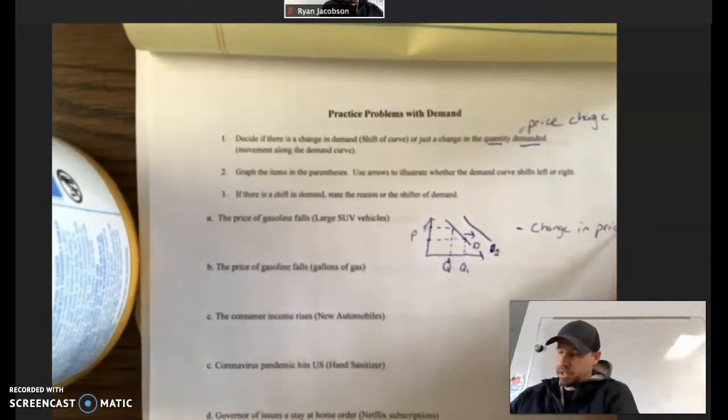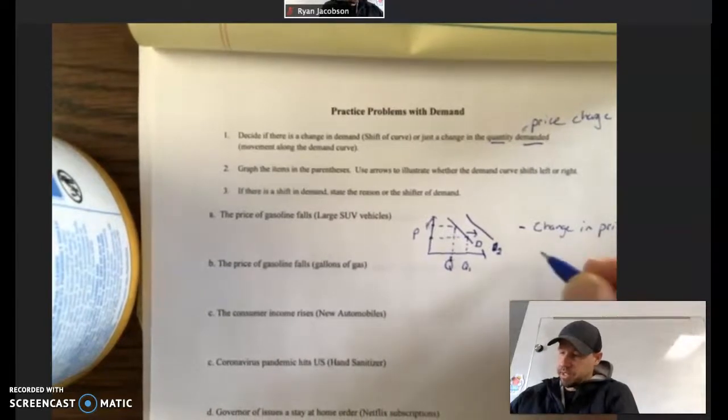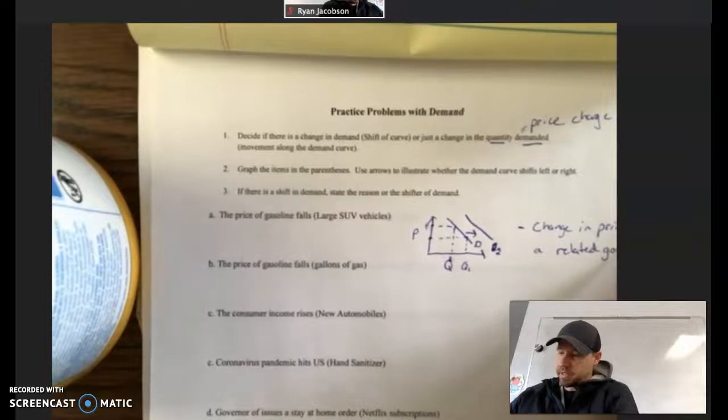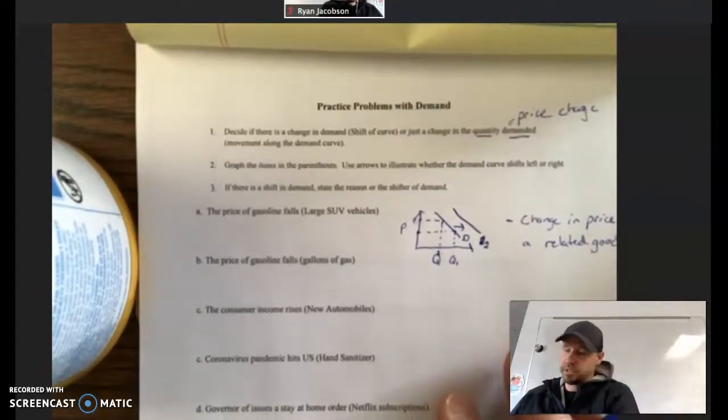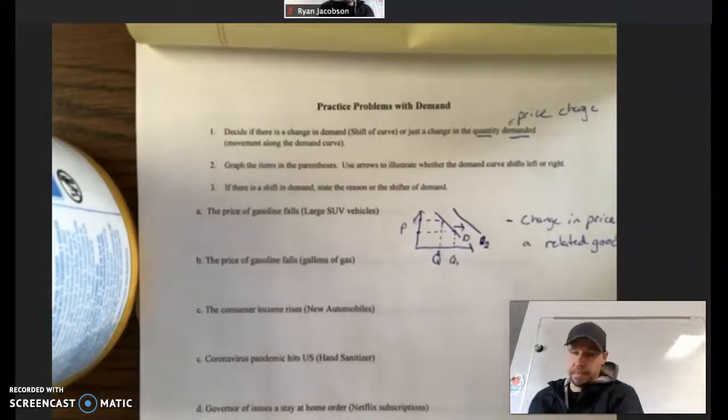I'm going to put the change in price of a related good. That is the shifter. That is the shifter of demand. So you're going to do that for each one. Okay?